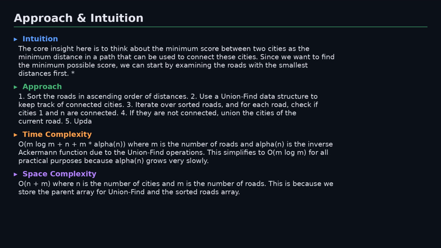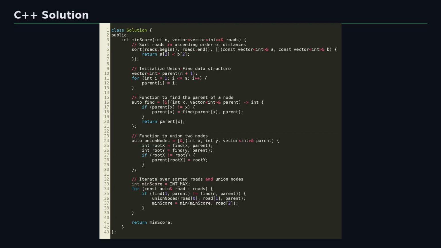Now, let's dive into the code. We start by sorting the roads in ascending order of distances. This is because we want to examine the roads with the smallest distances first. We use a lambda function to sort the roads, and it's pretty straightforward.